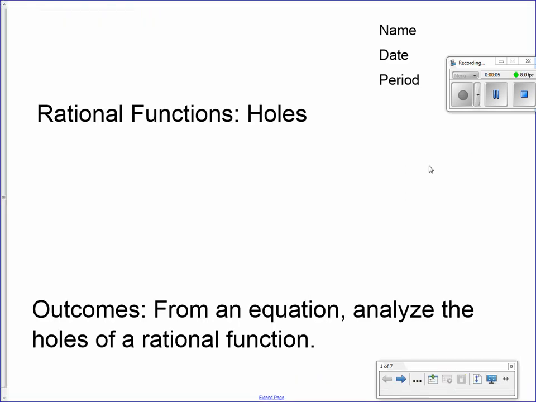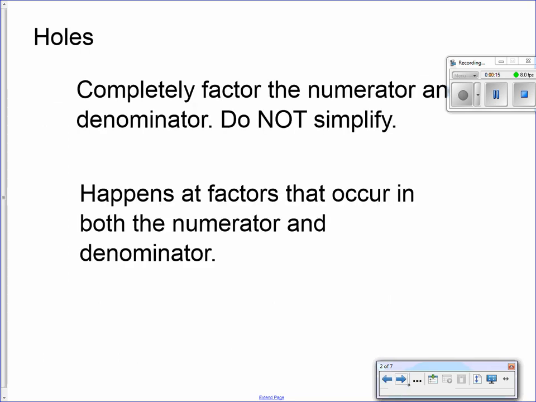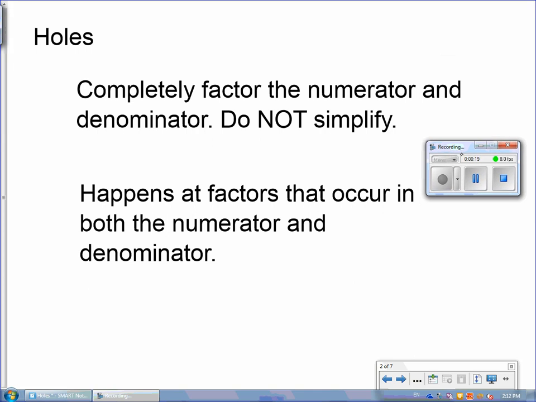The title of these notes is Rational Functions: Holes. Our goal is to be able to analyze the holes of a rational function. The same way we started with vertical asymptotes, you're going to completely factor the numerator and denominator, and you still do not want to simplify.